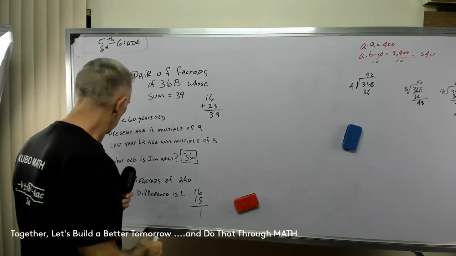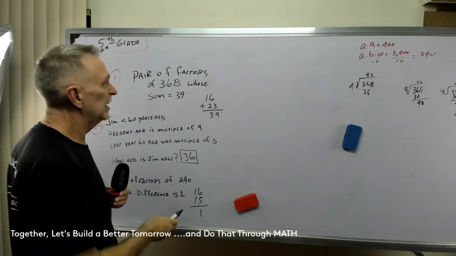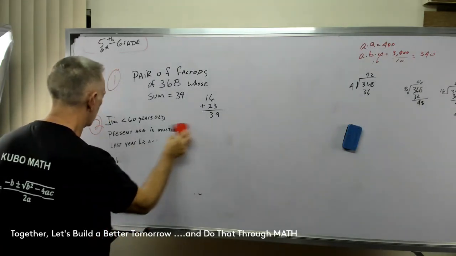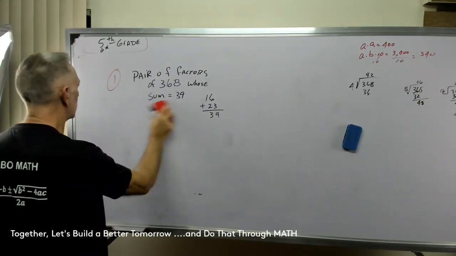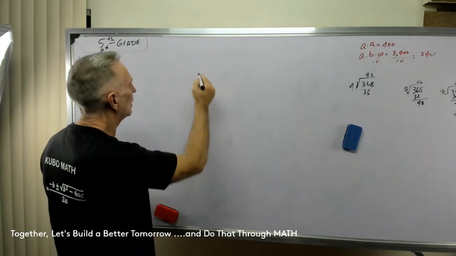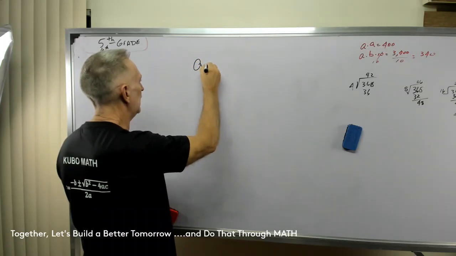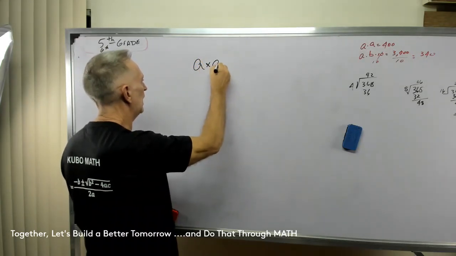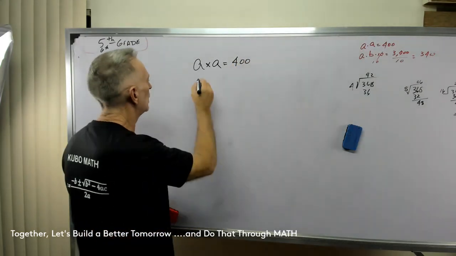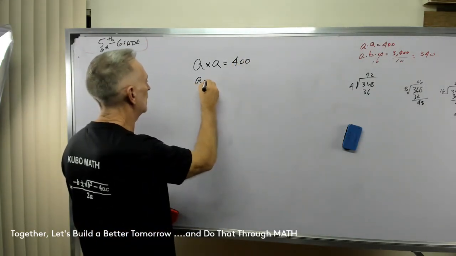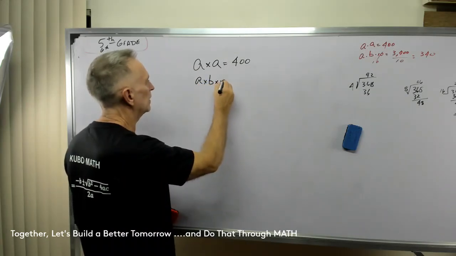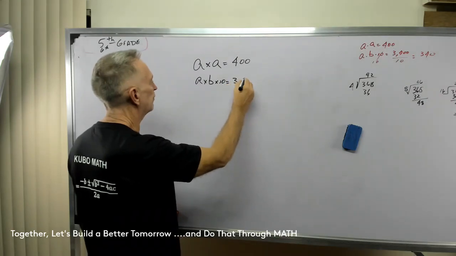Okay. All right, one last problem that is really cool. I'm going to erase a little bit here. Get us some room to work. Okay, we have a problem that says A times A equals 400. It also says A times B times 10 equals 3,400.